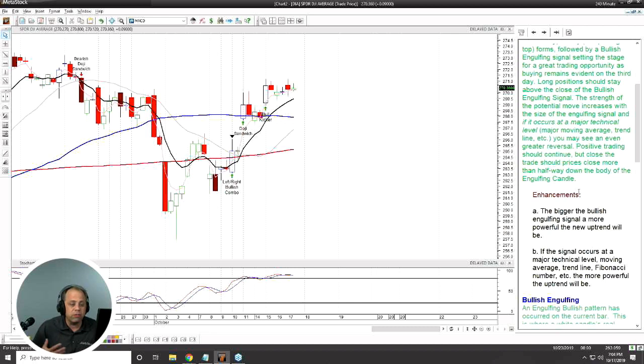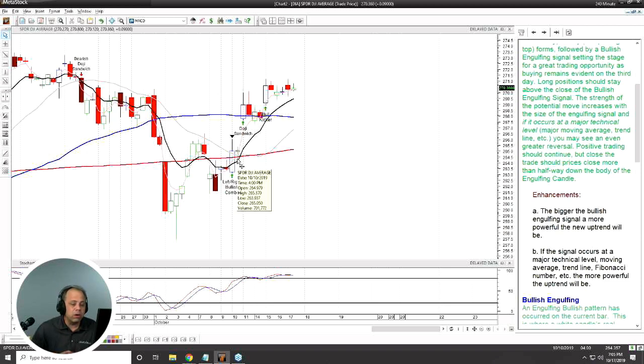So if I scroll down just a little bit, these are what would make this an even better left-right bullish combo. This one worked out really well. Let's see how many of them applied. The bigger the bullish engulfing signal, the more powerful the new uptrend would be. And we did have a very, very little doji followed by a huge engulfing pattern. That one looks like it fit.